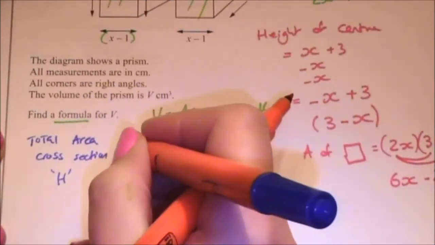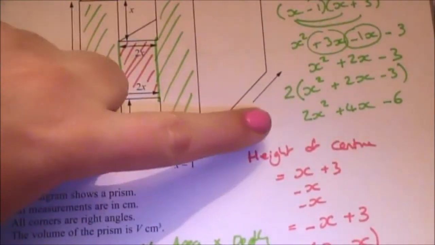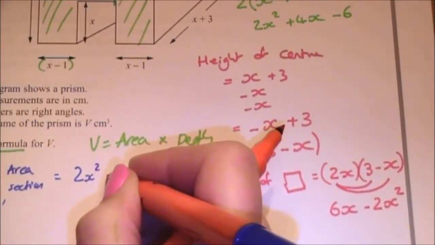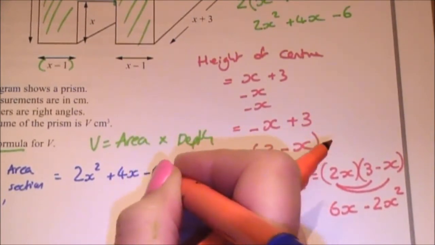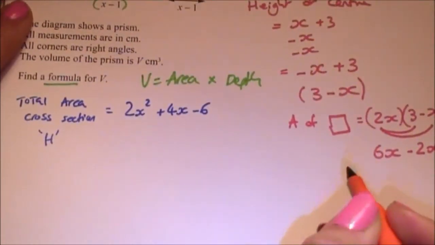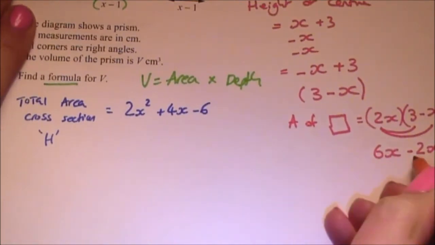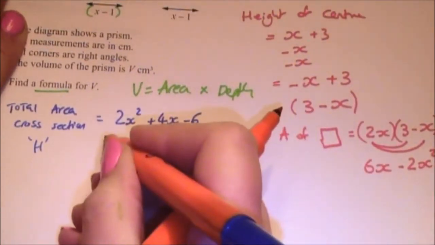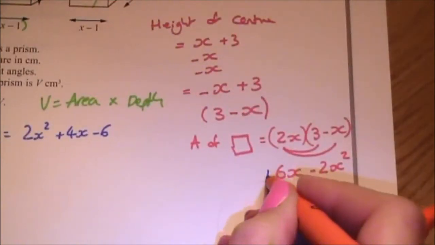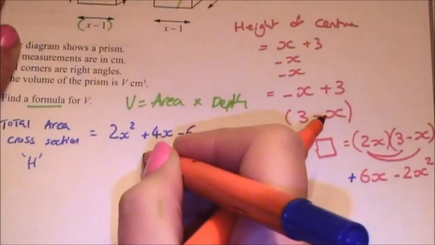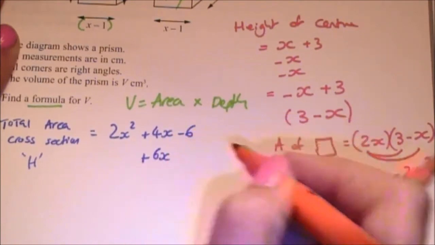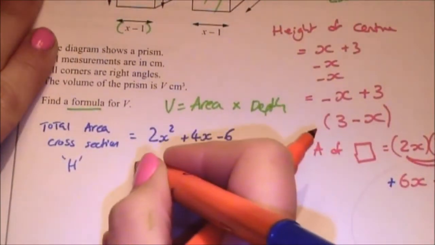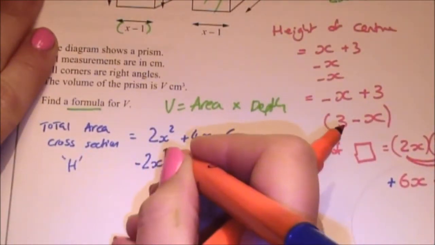That's the H shape. In order to do that, I take the 2 rectangles, which I found to be 2x squared plus 4x minus 6. And I'm going to also introduce the area of the little square. So I'm going to add, because that's a positive 6x, I'm going to add 6x in there, and then I'm also going to add that negative 2x squared, so negative 2x squared.